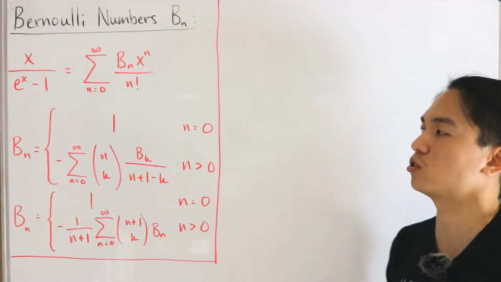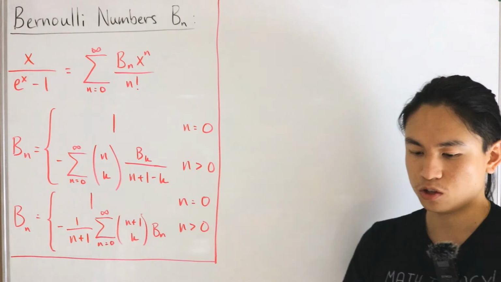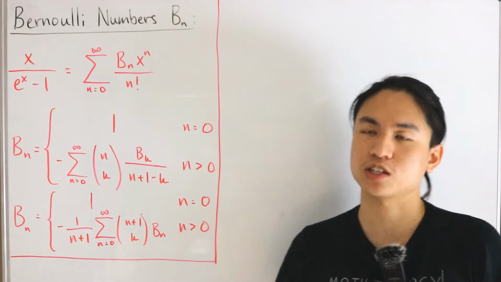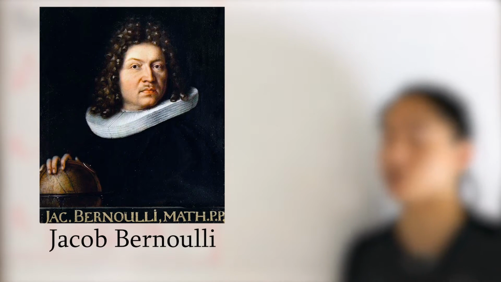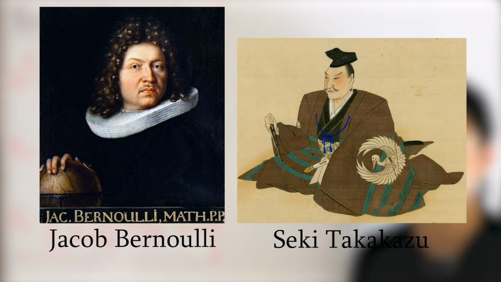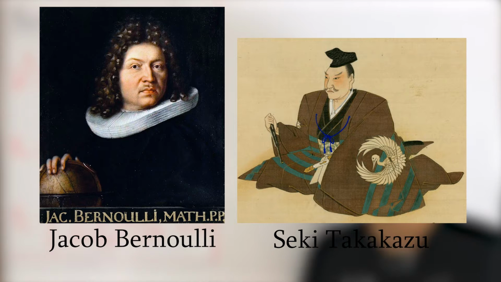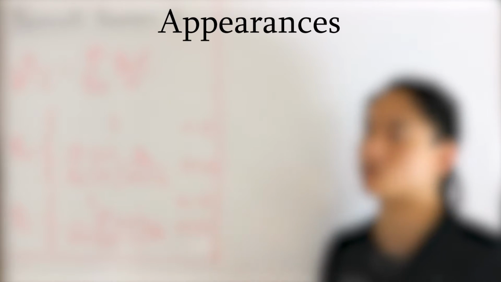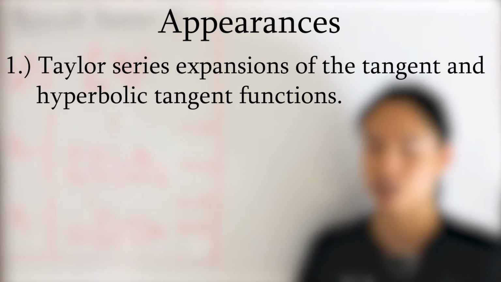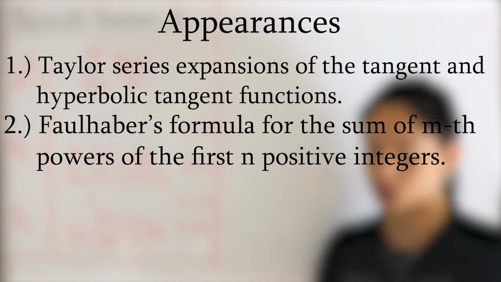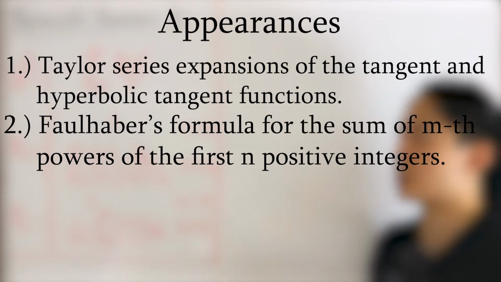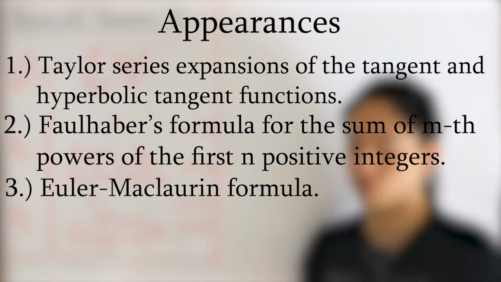So with that, let's get into a little discussion of what Bernoulli numbers are all about. The Bernoulli numbers were first discovered by the Swiss mathematician Jacob Bernoulli, after whom they were named, and they were independently discovered by the Japanese mathematician Seki Takakazu. The idea was published in 1712, and it makes its appearance in the Taylor series expansions of the tangent and the hyperbolic tangent functions, and in Faulhaber's formula for the sum of nth powers of the first n positive integers.